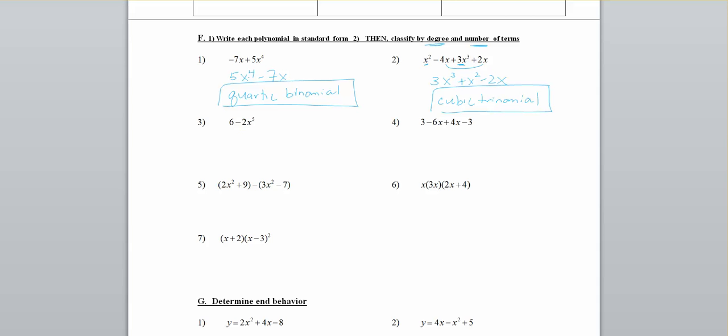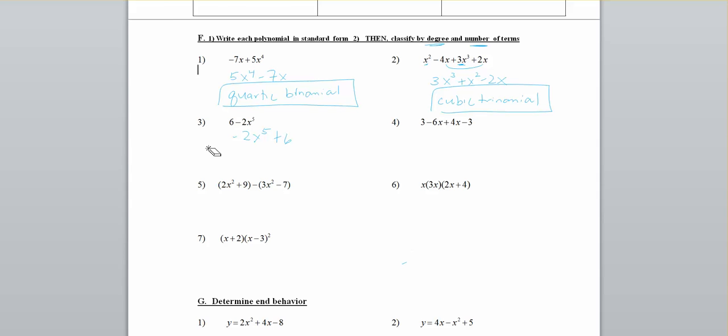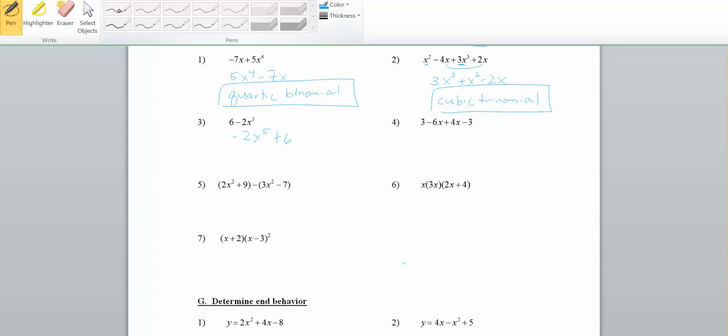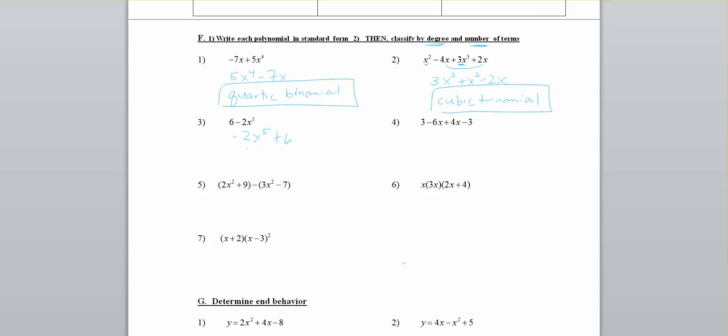Let's try number 3. Put it in standard form. It's going to be negative 2x to the 5th plus 6. Go ahead and try to name that one. Right, so if I name this, it's going to be what? To the 5th power is quintic, and 2 terms is binomial.